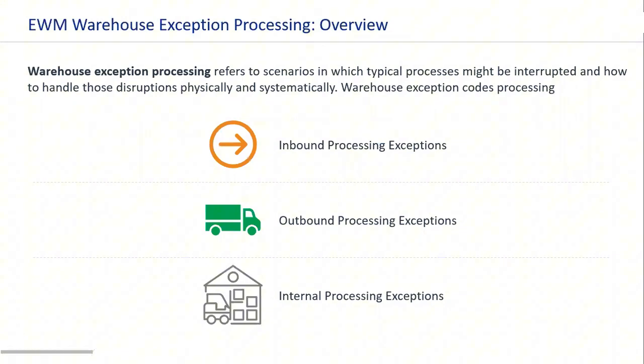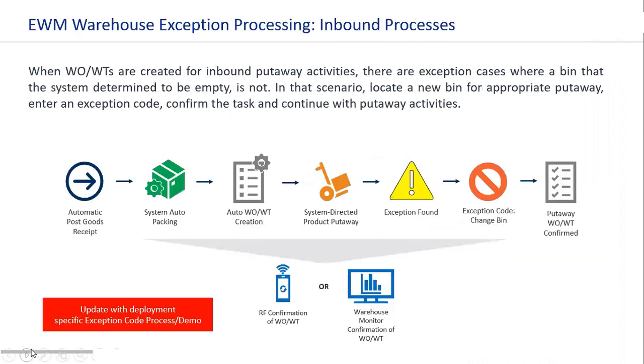And finally, we've got warehouse exception processing, in which typically processes might be interrupted and how to handle those disruptions physically and systematically. Warehouse exception codes processing include inbound processing exceptions, outbound processing exceptions, and internal processing exceptions.